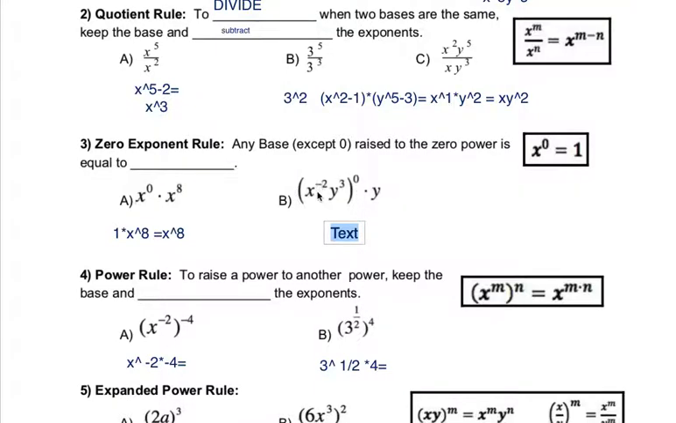I could distribute this 0 inside, and I'd have x to the 0, y to the 0, or 1 times 1, or I could just say this whole thing is raised to a 0 power, so that's 1 times y, or y. So in this case, anything raised to a 0 power except for 0, any base except for 0, is going to be equal to 1.